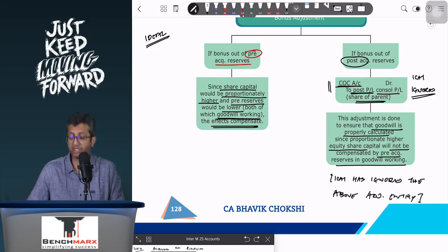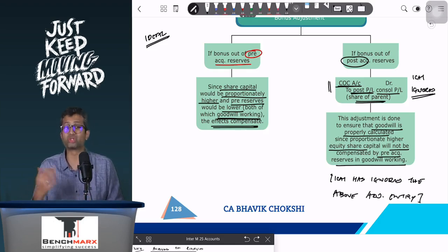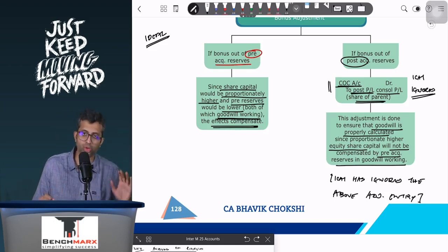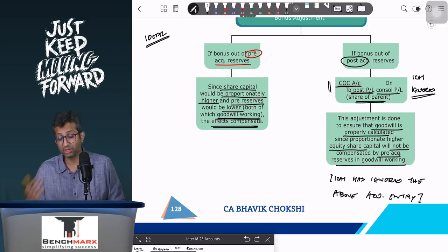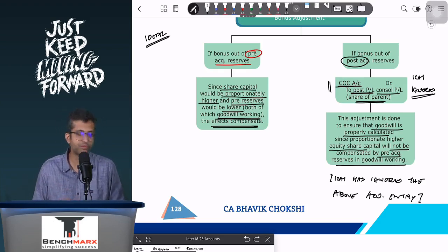So then why are we discussing this? Because if you believe that that is wrong, I agree with you that is wrong, but the institute has not done it, and hence we will also avoid doing it. Bonus hardly comes in the exam, but if it comes, why do you want to go against the institute's trends, which have even been the same in the May 25 exam, in the May 25 study material?